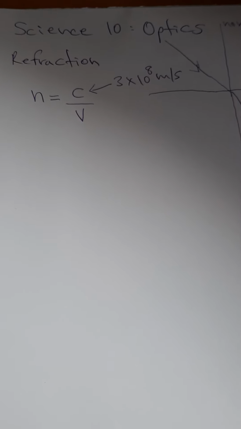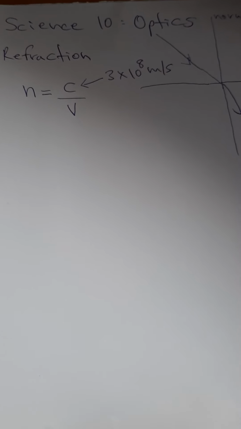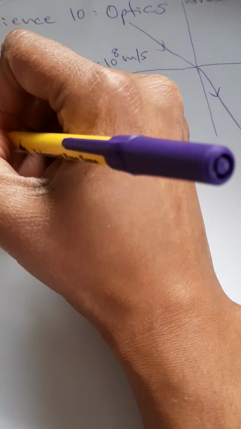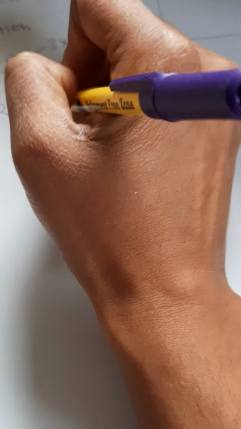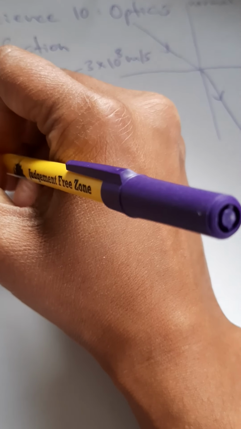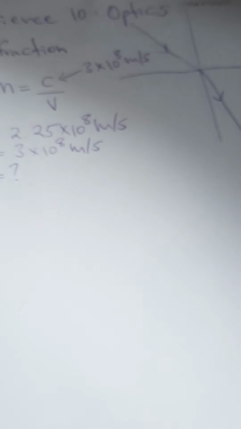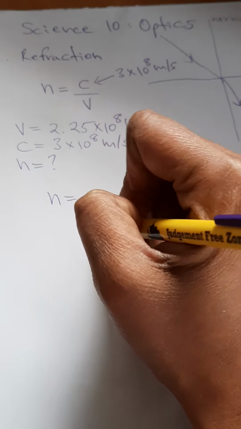So let's try this example here. It says light travels through a liquid at 2.25 times 10 to the 8 meters per second. This is the value of V that's given. And it's asking what is the index of the liquid, so I'm looking for the value of N. Again, the value of C is 3 times 10 to the 8 meters per second, and we're just going to plug it into this equation. So I'll put N equals C over V.